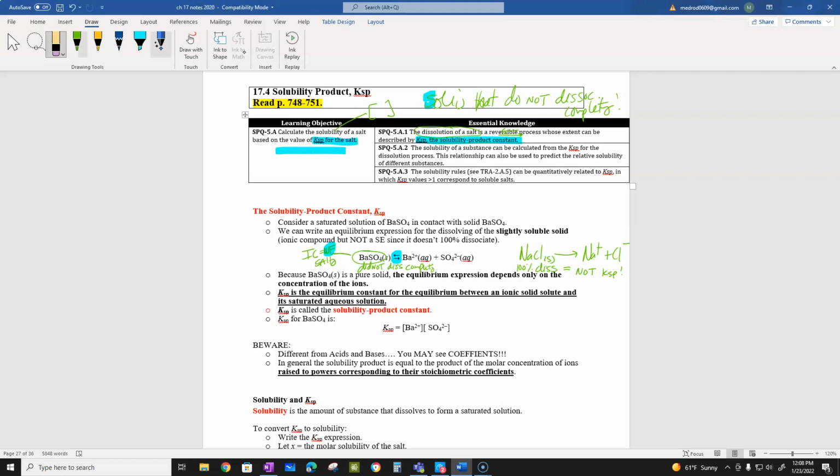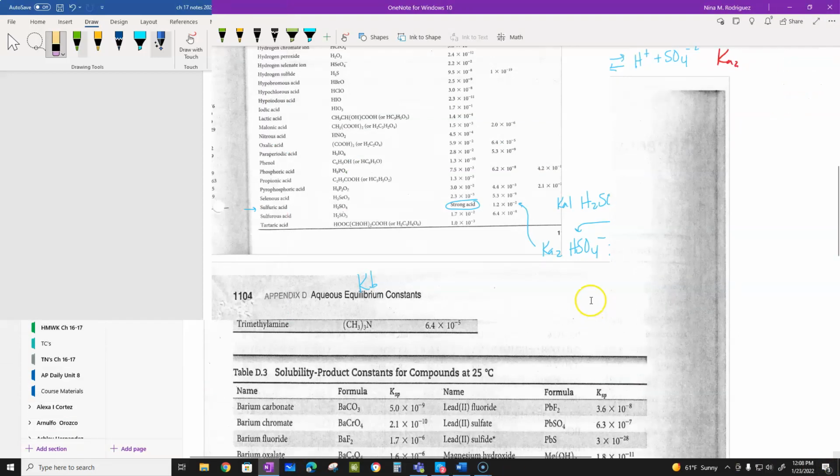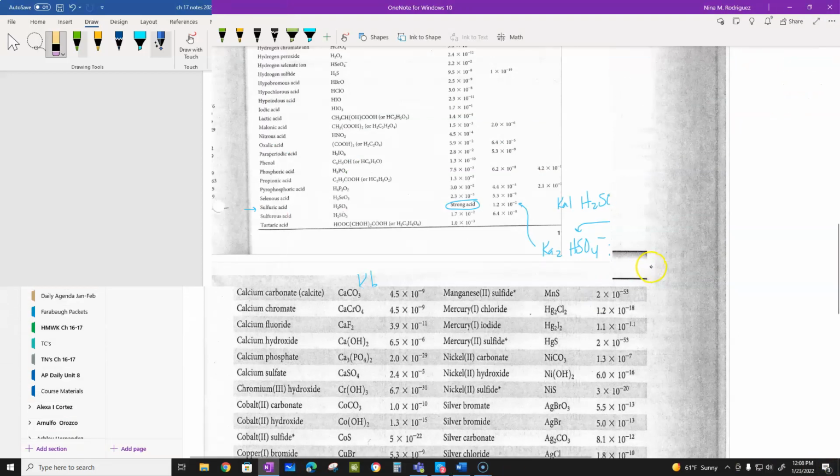The solubility, and solubility is concentration, of the substance can be calculated from Ksp from the dissolution process. Remember, dissolution is just a fancy way of saying dissociate, or ionizes. Now, we have a chart right here. Under our course materials, under the KB, we have what's called Ksp. So go get your chart, Ksp.